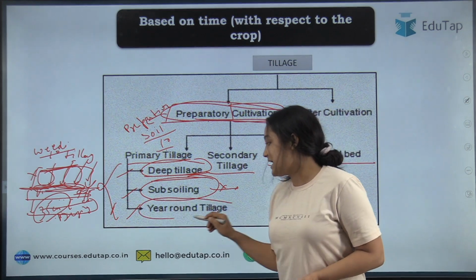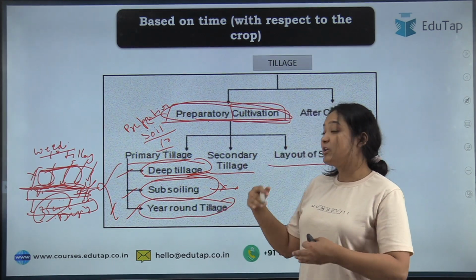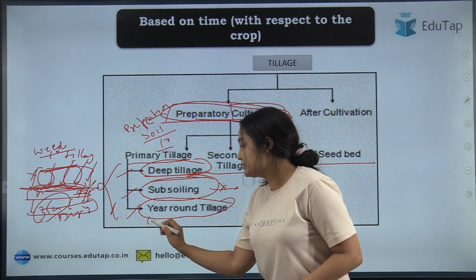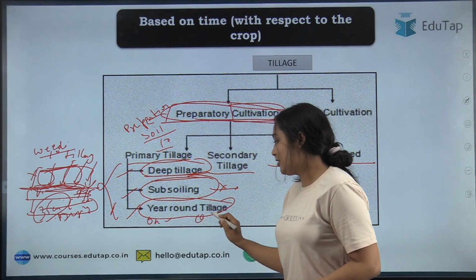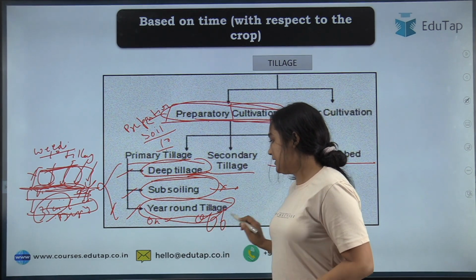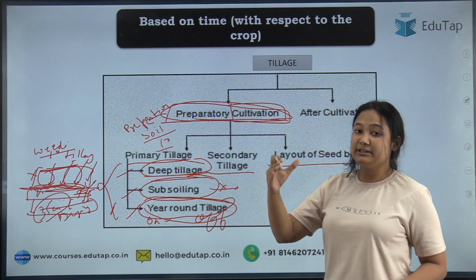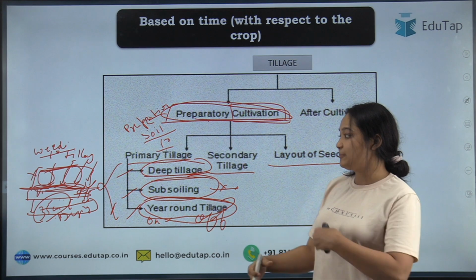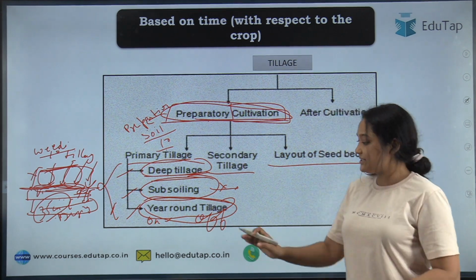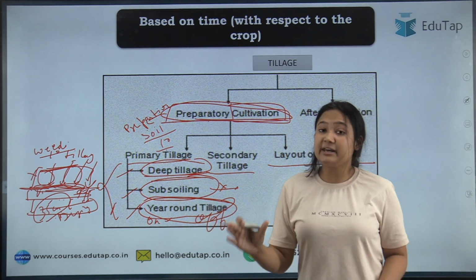Now year-round tillage, as the name suggests, is when we do tillage all the season, both in the on season when we are growing the crop and in the off season. So in year-round tillage, we don't apply the tillage process only when we are growing the crop and when we are preparing the crop. We do it after harvesting and all the time. So that is your year-round tillage.